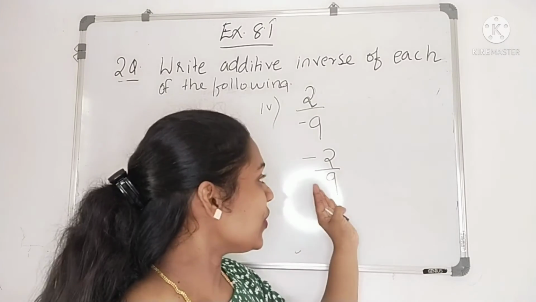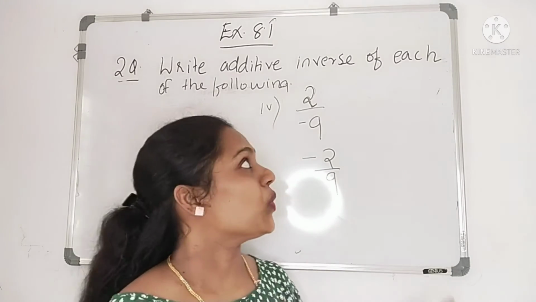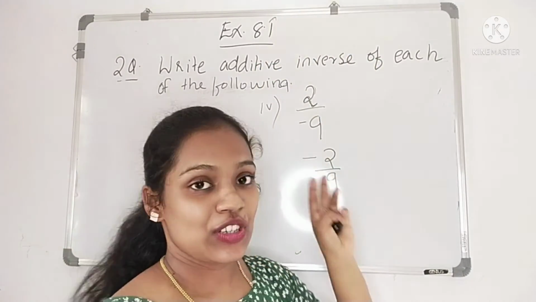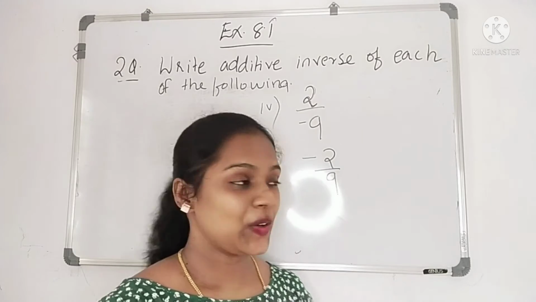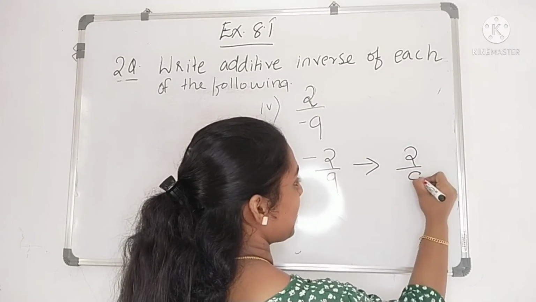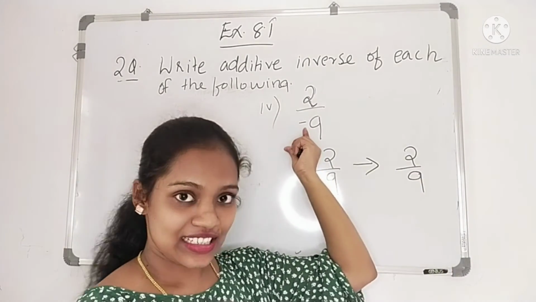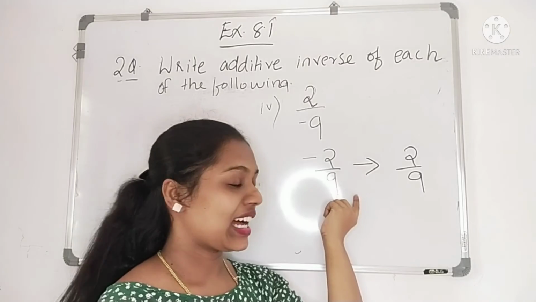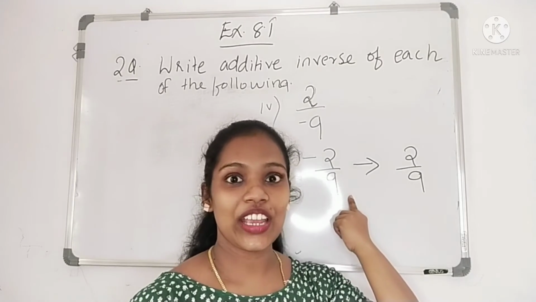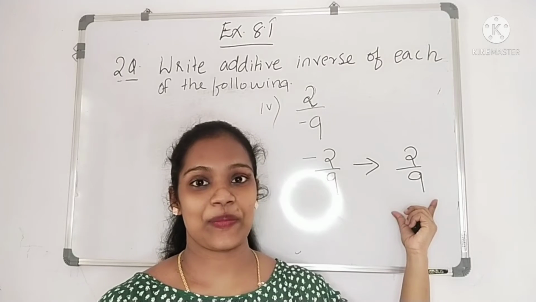Understood? Now you can see that it is a negative number, right? So obviously your additive inverse will be a positive number. So what is the additive inverse of this? 2 by 9. Understood? So if the negative sign is in the denominator, you can write your question directly like this. Then you can find the additive inverse of this number.